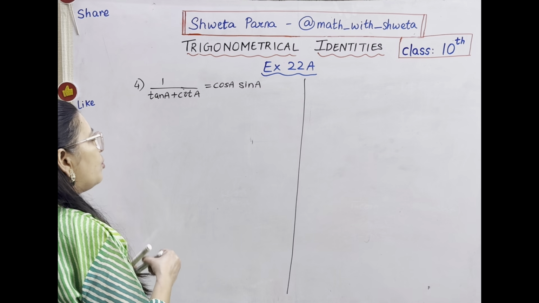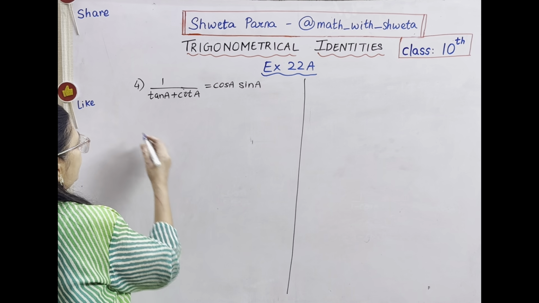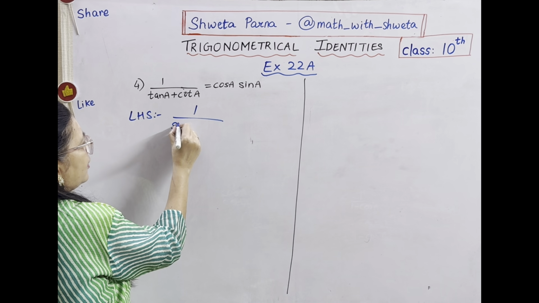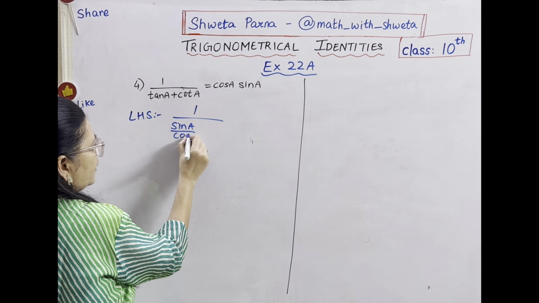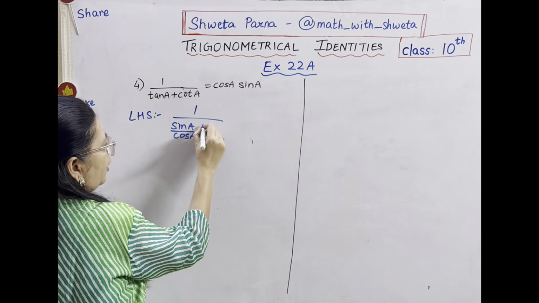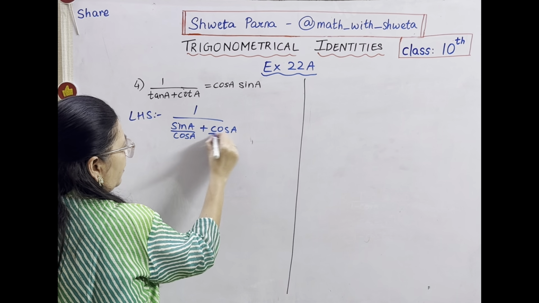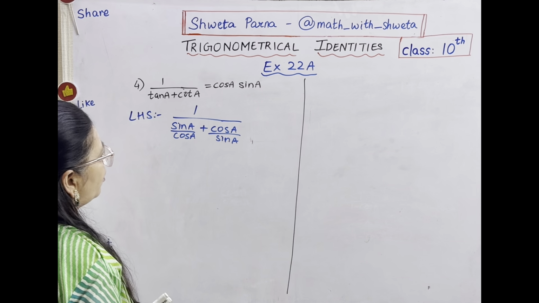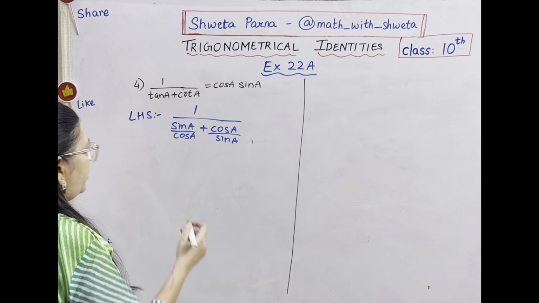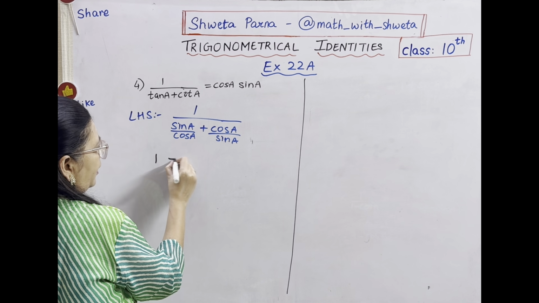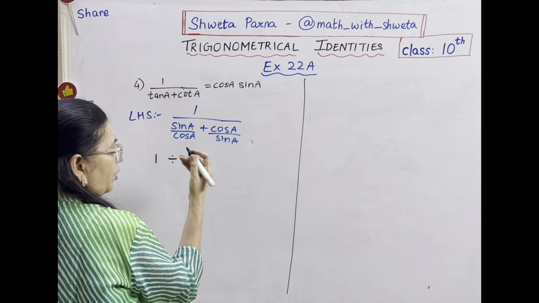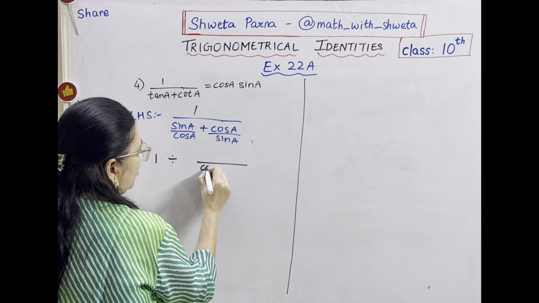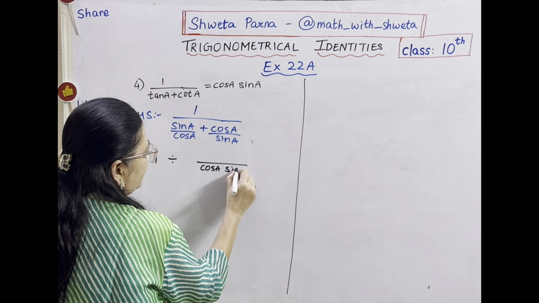So let's convert this. What is tan A, children? I am taking the left hand side, so 1 upon, what is tan A? Tan A is sin A upon cos A. What is cot A? Cot A is cos A upon sin A. Correct? Now what you are going to do? You have to take the LCM of the denominators. So what is the LCM? Cos A and sin A is the LCM.